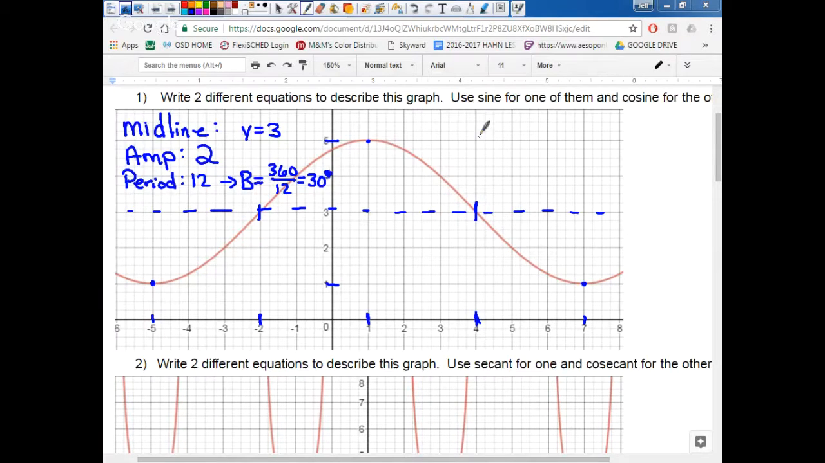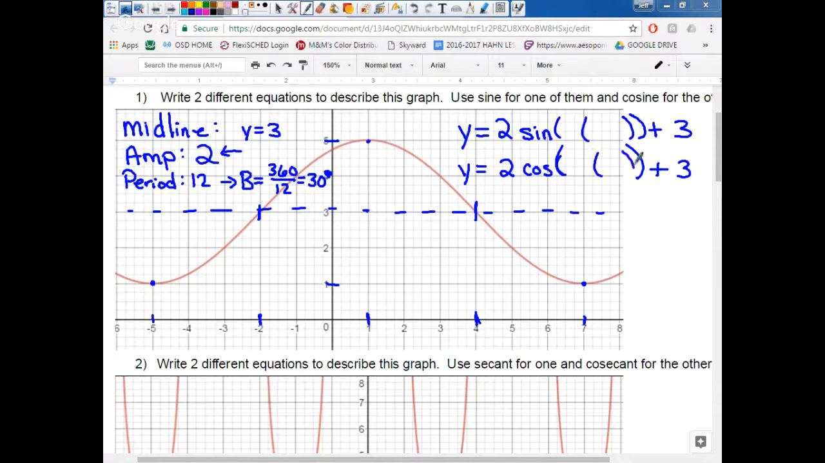So we know that both equations, y equals and y equals, will have a stretch factor of 2 because the amplitude is 2. And they will have vertical translations or midline shifts of 3 because we have to shift the graph up 3. Now for the sine equation and the cosine equation, both of them, the B value is going to be 30 in both of them, because no matter if you call it a sine or a cosine wave, the period of the wave is still 12, which makes the B value 30. And now I need to do my phase shift.